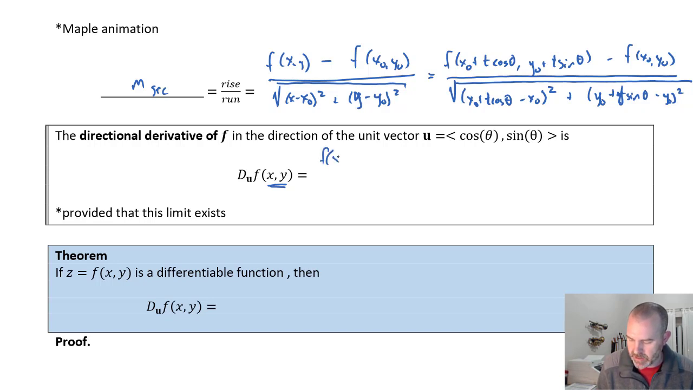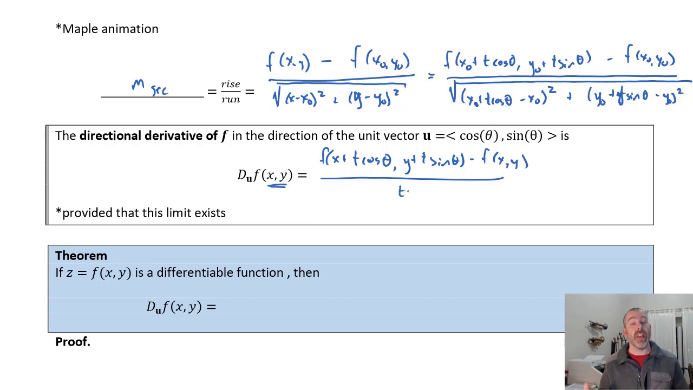This would be f at x plus t cosine theta, y plus t sine theta, minus f at x, y. This would just be a general one. And then as we said, that denominator simplifies to t. So that is the definition.